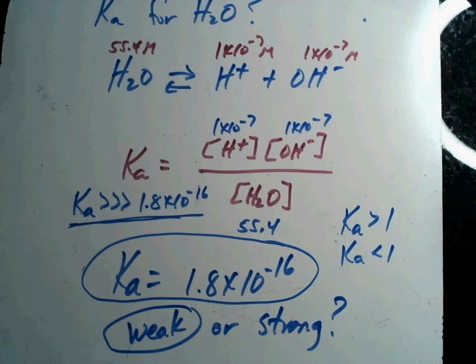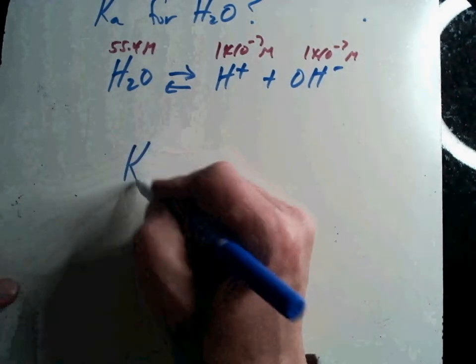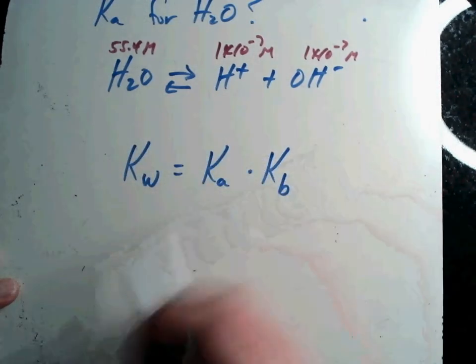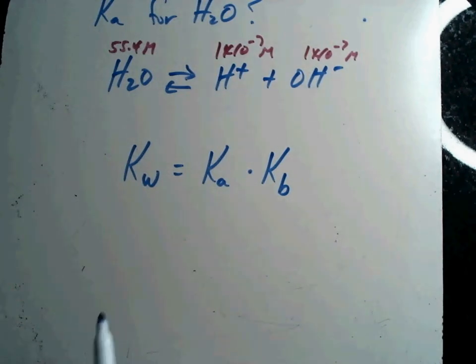Okay? So what ends up happening for us is there is a factor that you can actually find to make your life a little easier. And there's a derivation in the book, but you don't have to know the derivation, so I'm going to go ahead and just give it to you. And that is the last thing we're going to do in this video, and here it is. Kw equals Ka times Kb.